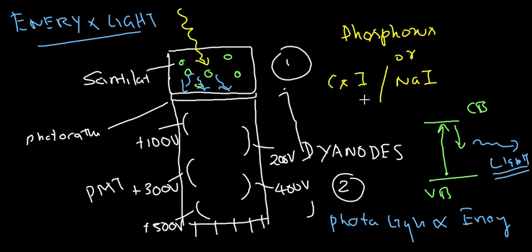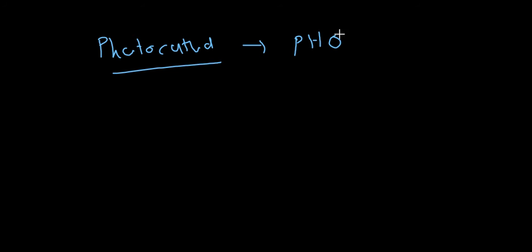Each element will have different kinds of interaction. For example, sodium iodide for gamma interaction, cesium iodide for beta interaction. So you have different elements for different kinds of interactions. Fine. So the next part is our photocathode. What fundamentally happens in your photocathode? You remember, the photocathode facilitates the photoelectric effect. What is the photoelectric effect?